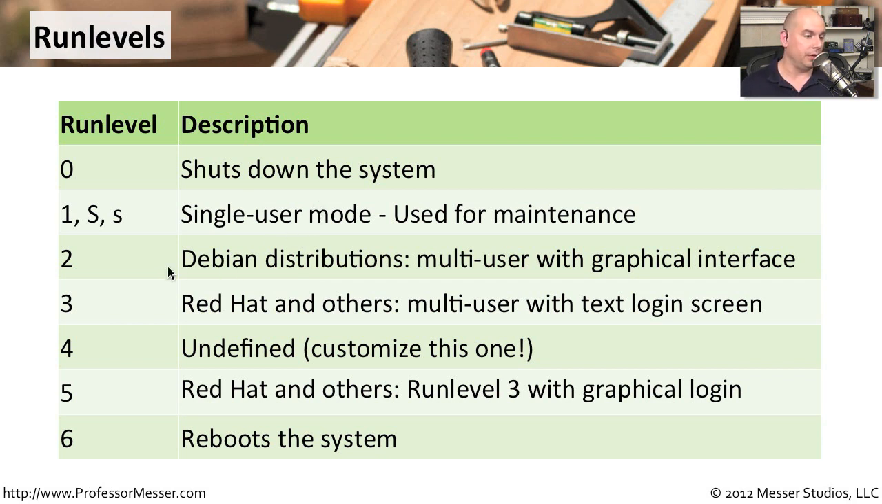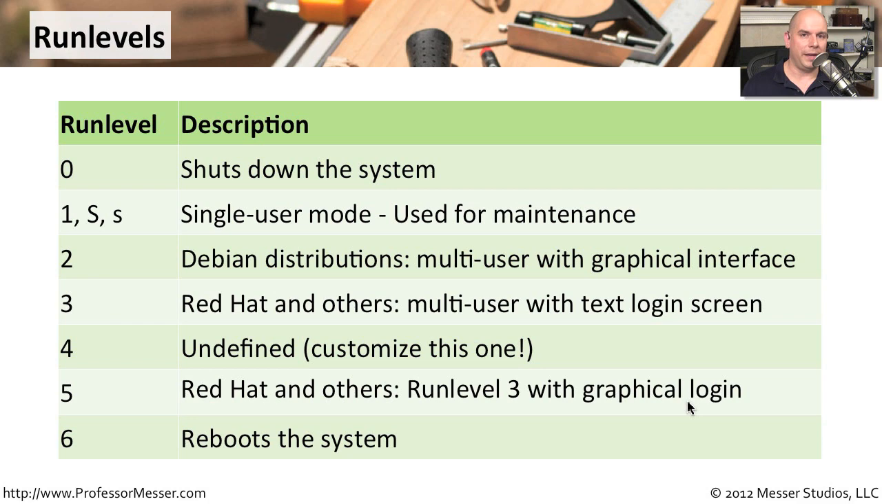Run level 2, if you look at Debian distributions, is a multi-user mode that has a graphical interface associated with it. Run level 3, especially in Red Hat distributions and others like that, starts up in a multi-user mode, but it only gives you a text-based login screen. Run level 4 is usually completely empty. That's one that you can customize to be your special run level mode, and I'll show you how to do that in just a moment. Run level 5 is with Red Hat. Many others have a run level 5 very similar to run level 3, but now you get the graphical login screen.